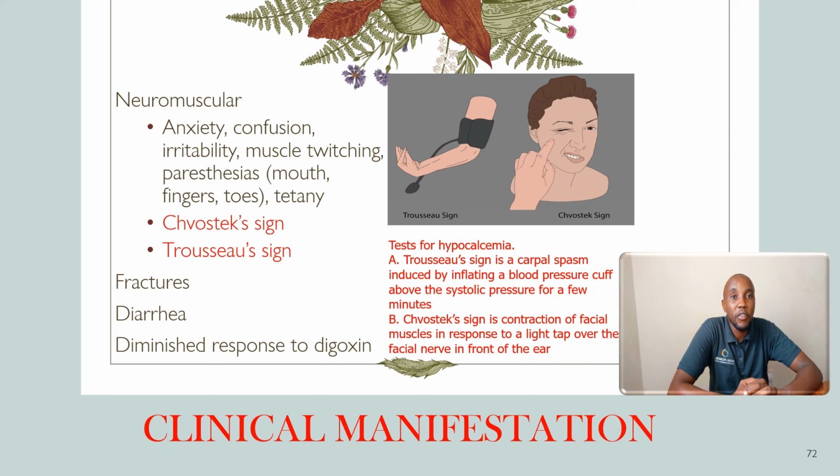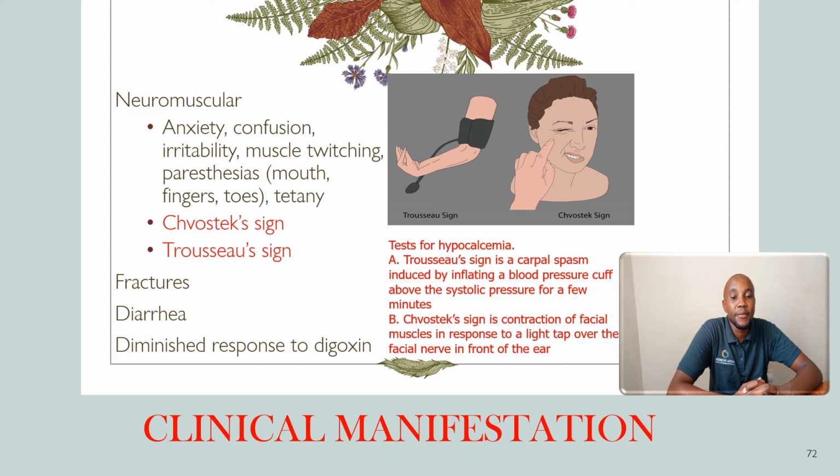We also have the Trousseau sign, which is a carpal spasm induced by inflating a blood pressure cuff above the systolic pressure for a few minutes. For the purpose of your NCLEX, remember the Chvostek sign and the Trousseau sign. With hypocalcemia, we also have fractures. Remember, a client with a calcium imbalance is at risk for a pathological fracture. So you have to move this client carefully and slowly, and also you have to assist the client with ambulation. They can easily develop fractures.